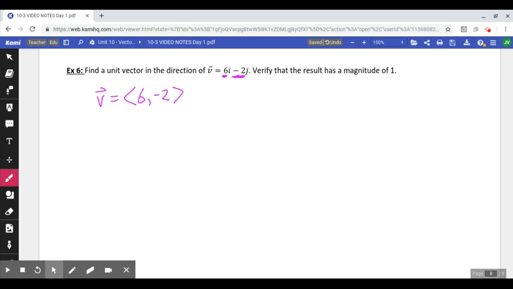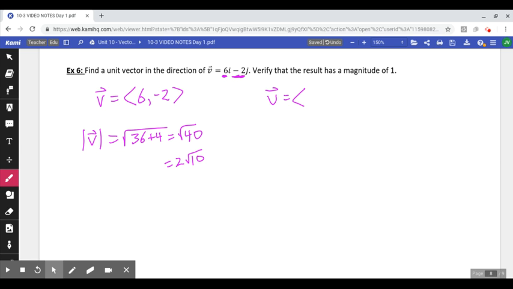To figure out a unit vector u in the same direction as vector v, but with a magnitude of 1, we'll need to find the magnitude of vector v first. To do that, we're going to square each x and y component here. So we'll have 6 squared, which is 36, plus -2 squared, which is 4, giving us the square root of 40. This can also be represented as 2 root 10.